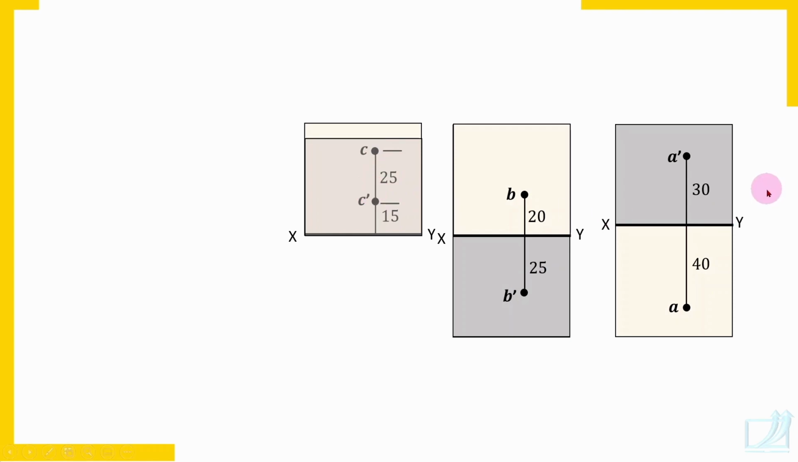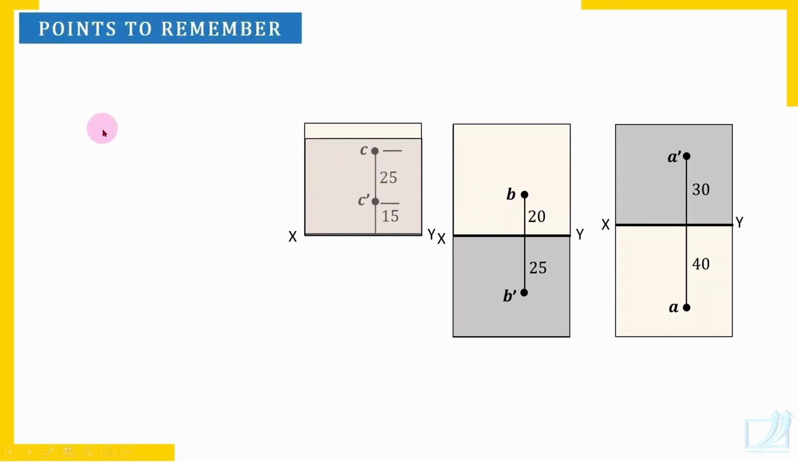How come? So simple. An engineer knows that front view above XY line means the point is in first quadrant. Here the top view is above XY line, that means point B is in third quadrant. Here both views are above XY line, means the point is in second quadrant. Similarly, if a point is in fourth quadrant, you will get both of its views below XY line. So remember these points. What we have studied up till now, listen.